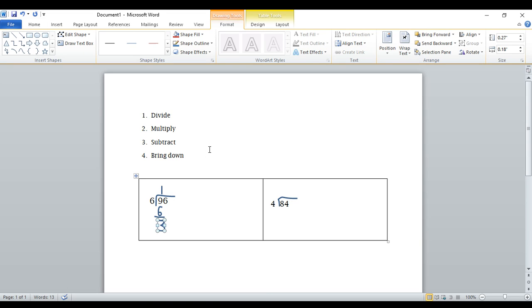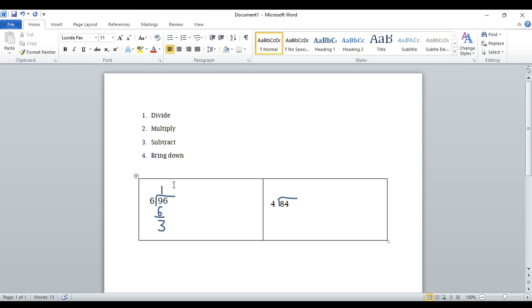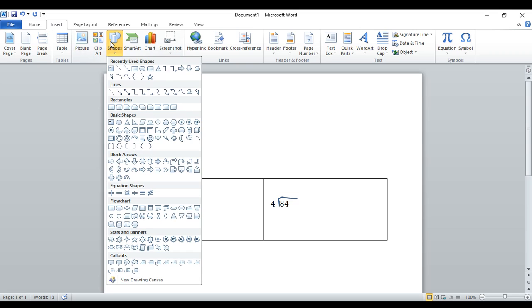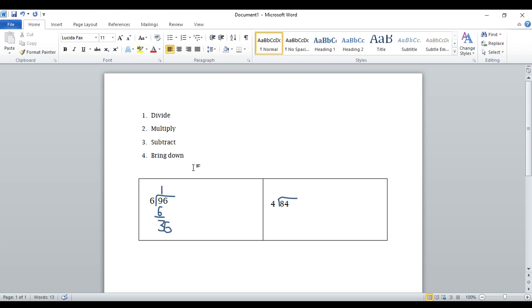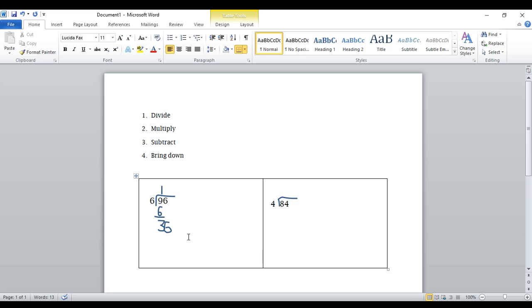And then the next step is to bring down. We bring this 6 down, and we're going to place it right here next to this 3. So then this is 36. And our next step is divide. We go back to the top. We keep doing the steps one after the other until we are finished.